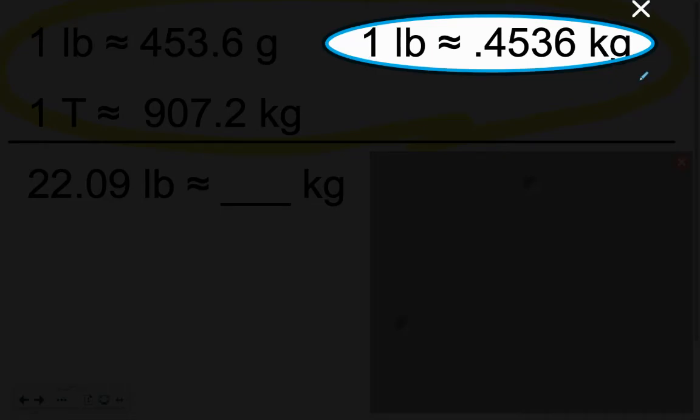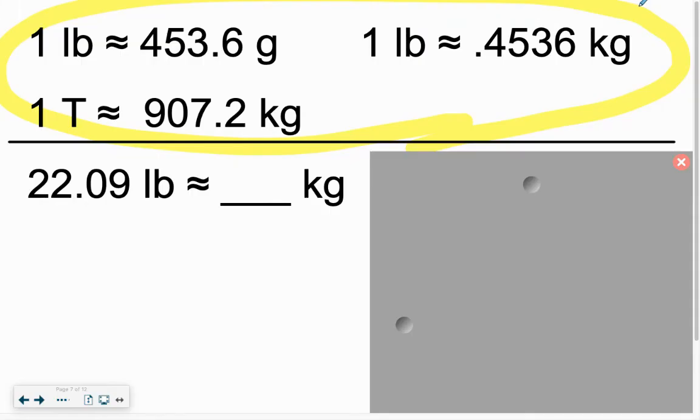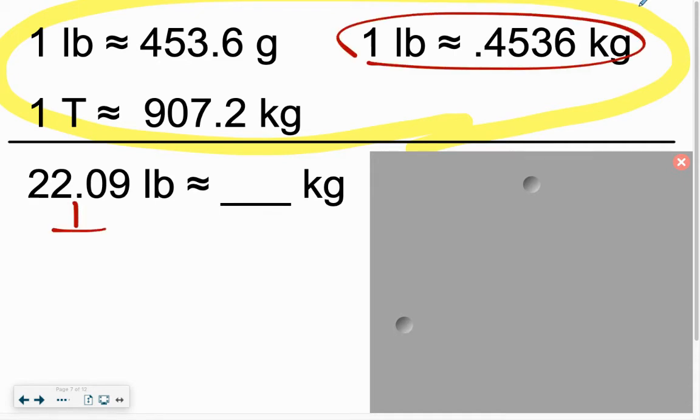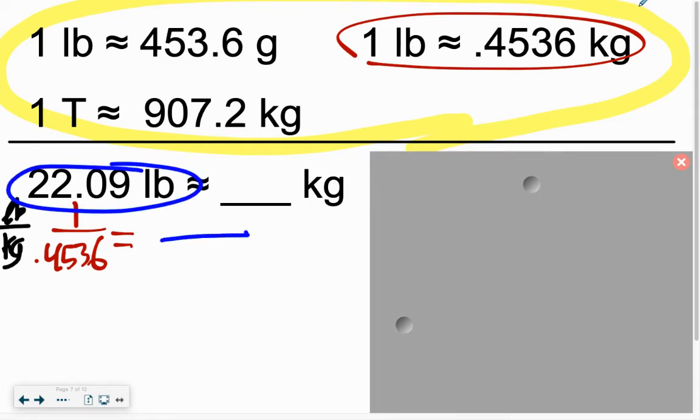Please write that guy as a ratio. So write it out as 1 over 0.4536. That equals, again, you're welcome to write down the labels. You don't have to, but it can be helpful. So, you know, pounds is on top, kilograms is on bottom, because then we're going to find a spot to plug this guy in, the 22.09.